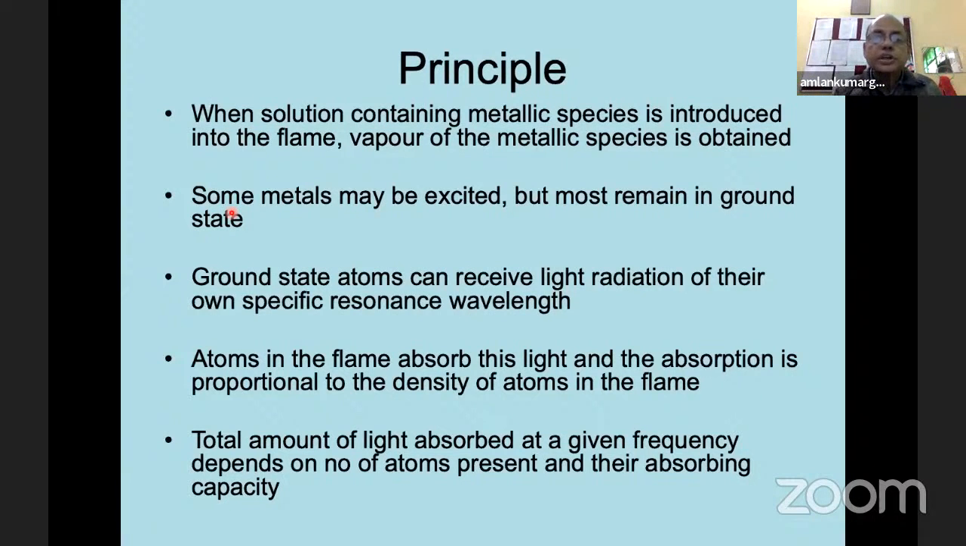The ground state atoms can receive light radiation of their own specific resonance wavelength. Now you need to know what is own specific resonance wavelength. Remember lambda? Lambda is equal to a constant by delta E. That means that lambda is specific for a specific element. So that when excited, that element will give out that lambda. Conversely, that element can also absorb light of that specific wavelength, and that is called the resonance wavelength.